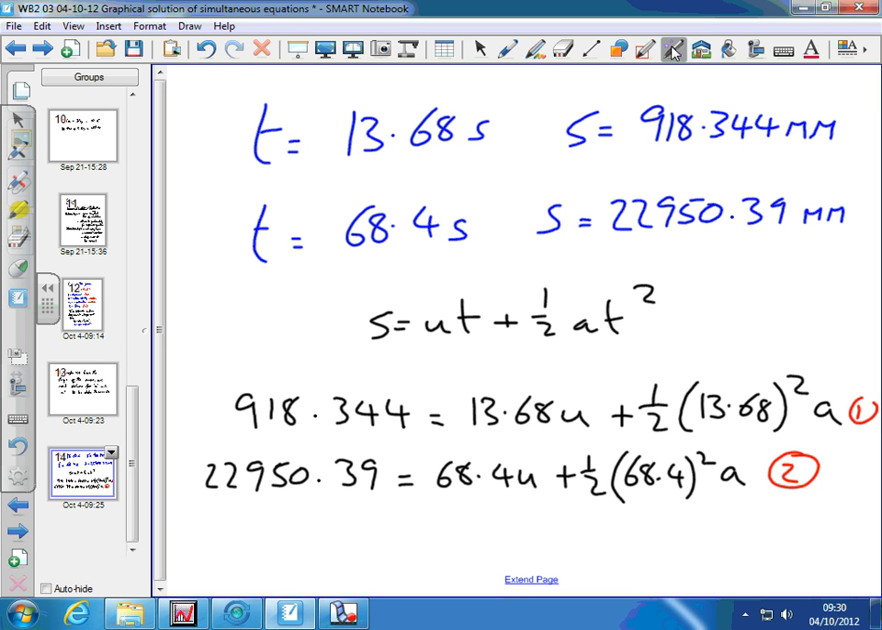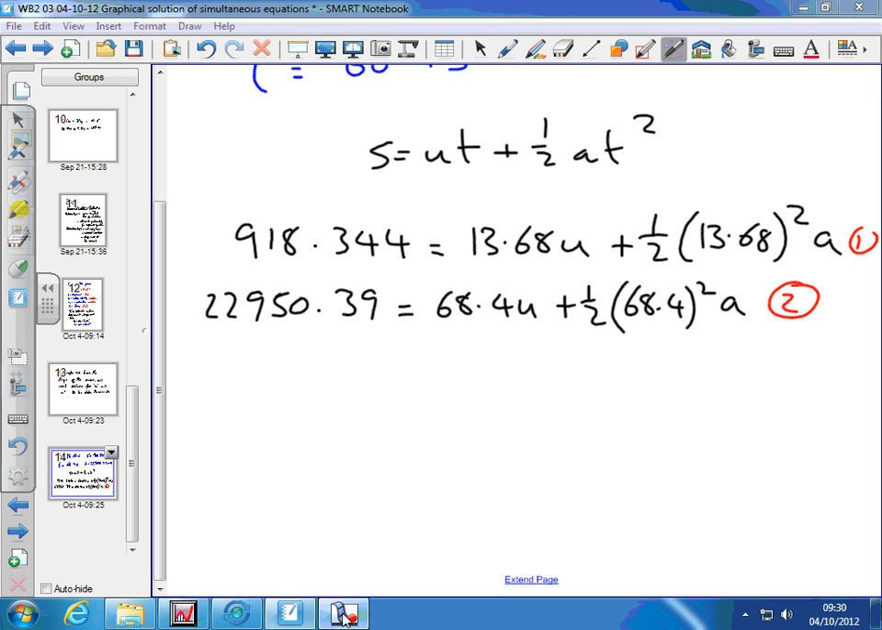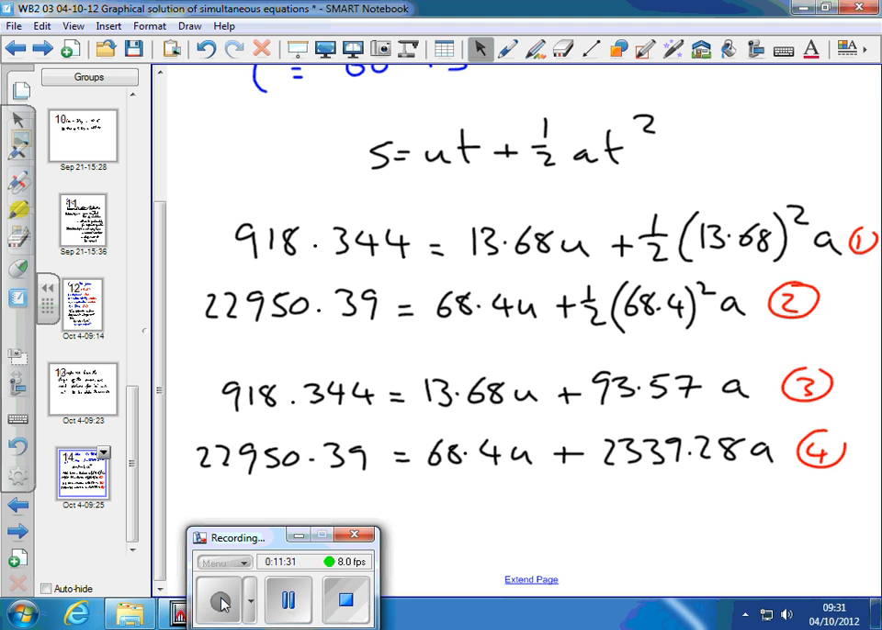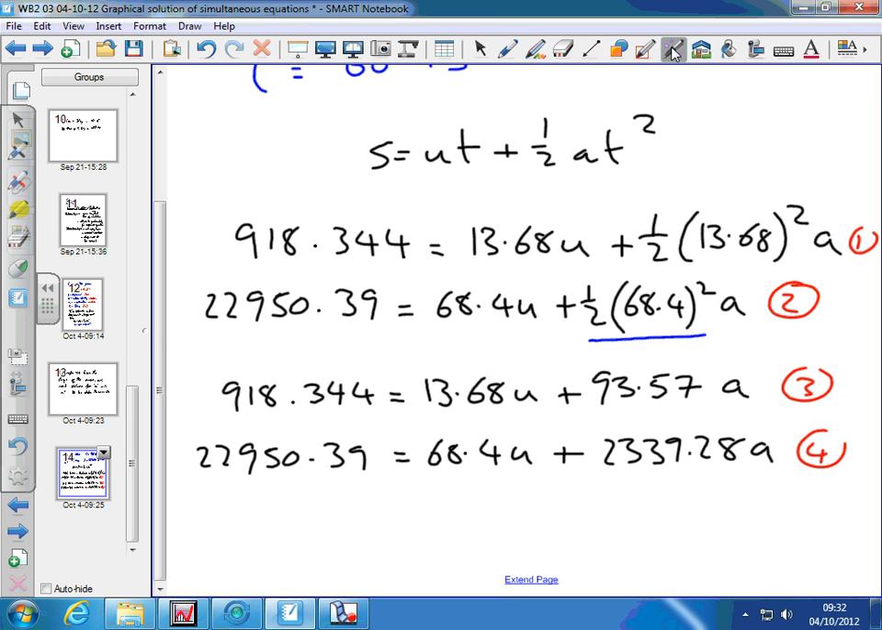We can simplify this a bit by working out what a half of 13.68 squared is and what a half of 68.4 squared is. So let's do that. So work out what we can, simplify it. Autograph doesn't like you to put in complicated things like that, so work out what you can, and that's the answer. So now we've got two simultaneous equations. What are we going to do with them? We've got to try and solve them to find U and A.